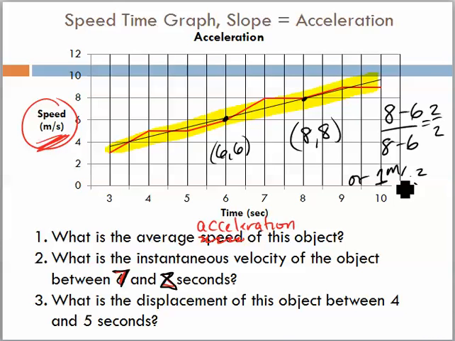Number 2, what is the instantaneous velocity of this object between 7 and 8 seconds? Well, I want to point out that this right here is a flat line, which means it has no slope, which means it's not accelerating. So we go straight over here and say between 7 and 8 seconds, its speed was 8 meters per second.